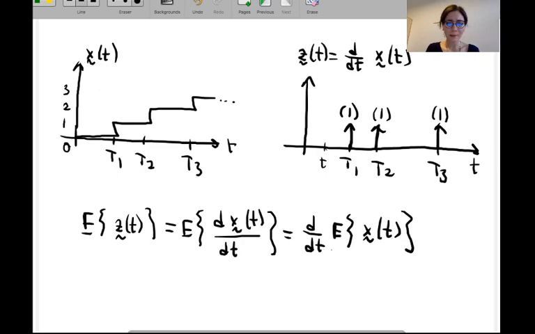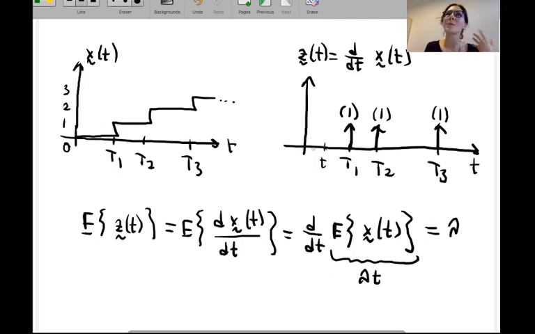But the expectation of the Poisson counting process is lambda t, as we just saw. So this is a nice differentiable function. If you take the derivative with respect to t, you get lambda. So the expected number of arrivals at each time instant t is in fact lambda. So when you look at the expected number of arrivals between 0 and t, you get lambda.